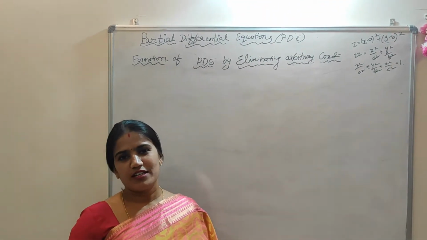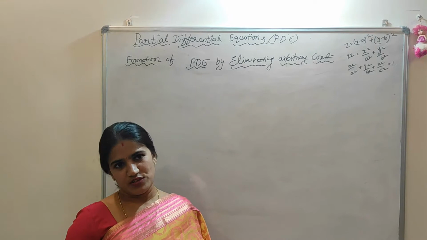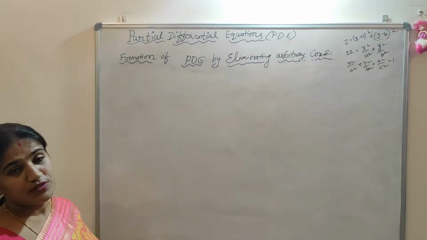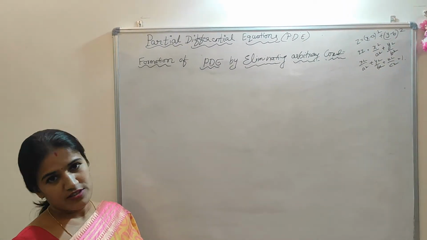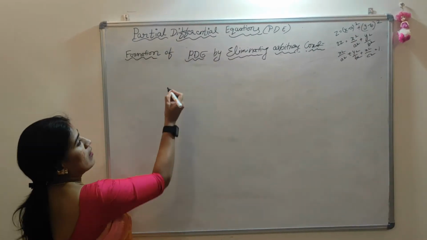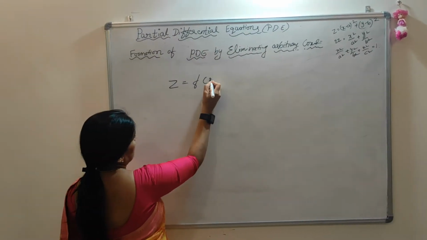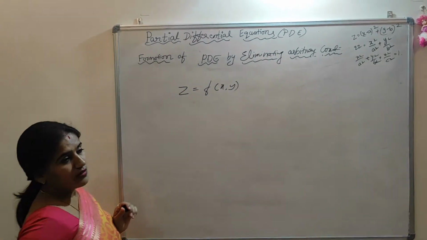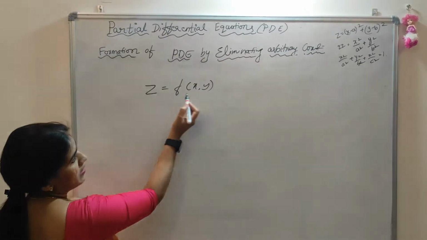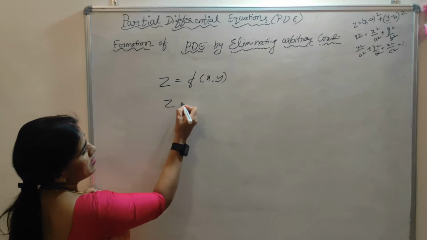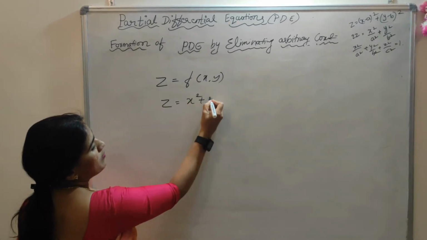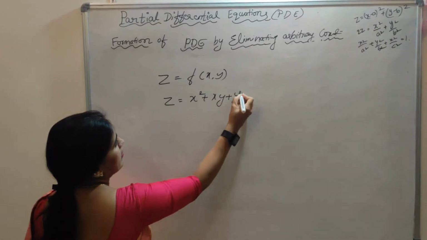Today we are going to study partial differential equations. First, before that, we should know what partial differentiation is. Suppose z is a function of x and y, that is, z = f(x, y). Here you can observe that z depends on two variables. For example, z = x² + xy + y².